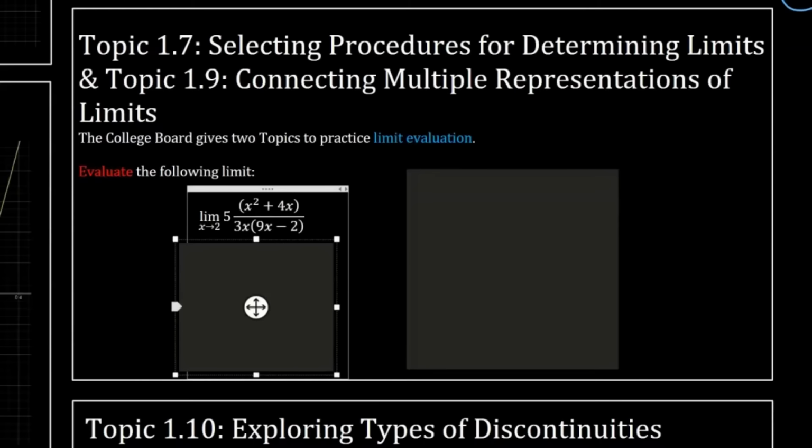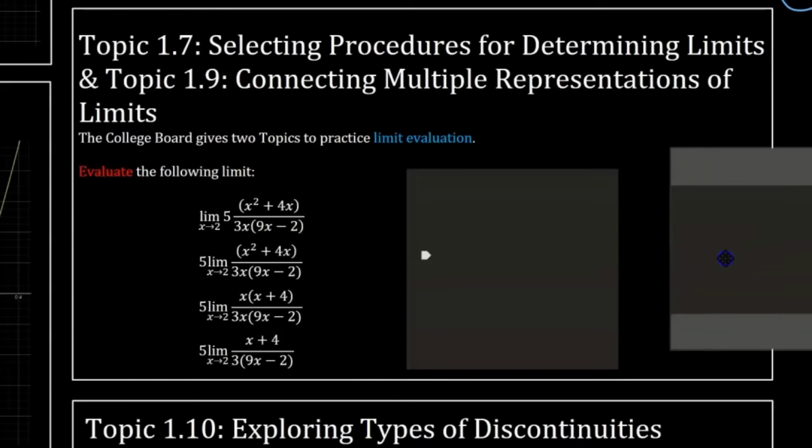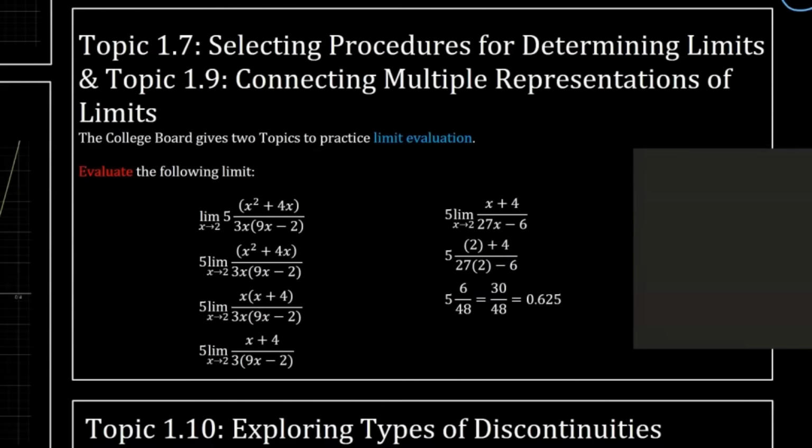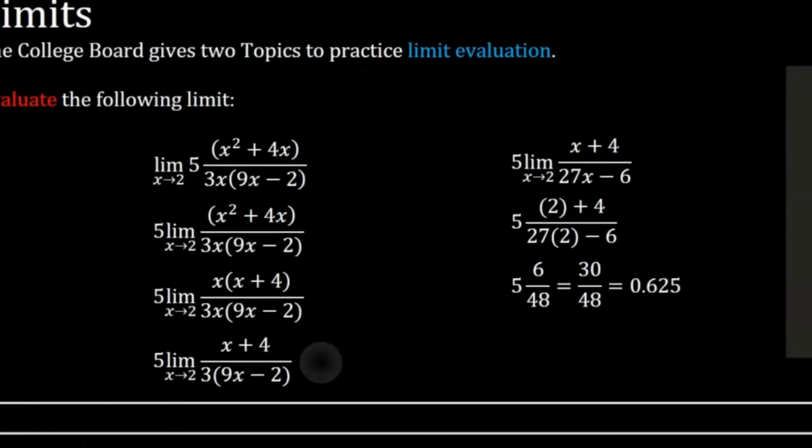Alright, now I'm going to get rid of these answer boxes here. We're going to go over it. Okay, so the first thing is we're going to use our algebraic manipulation strategies from topic 1.5. So we can bring out this constant multiple and put it here, right? We bring out the constant multiple.